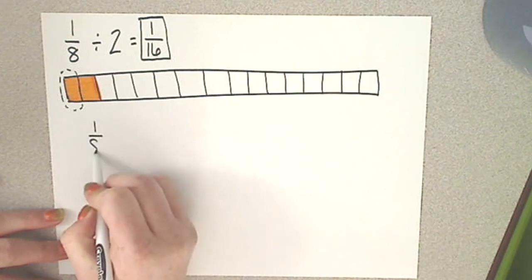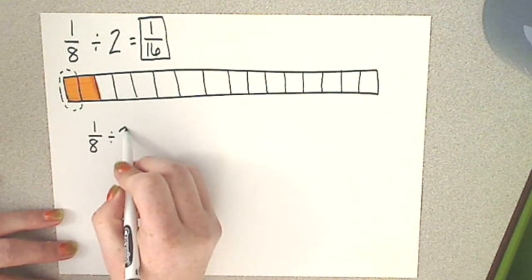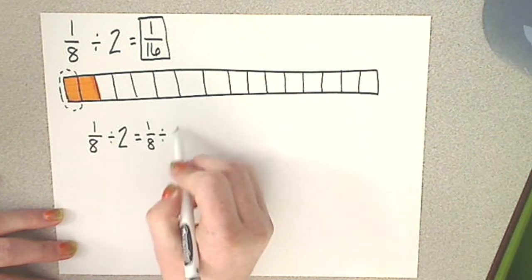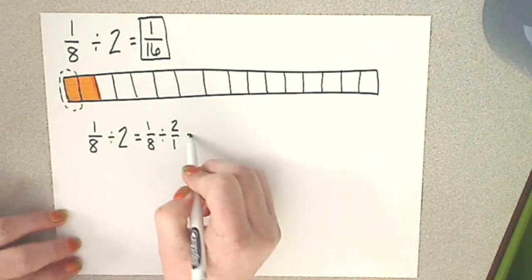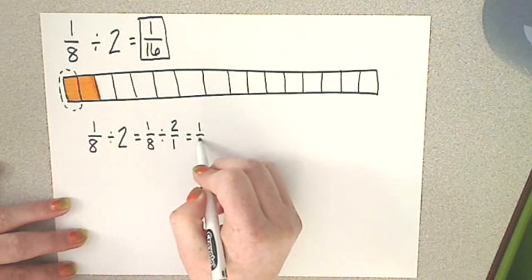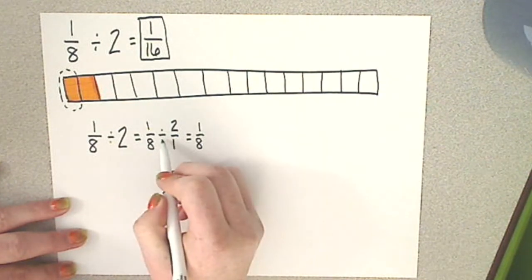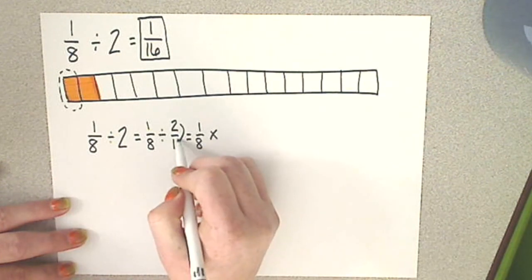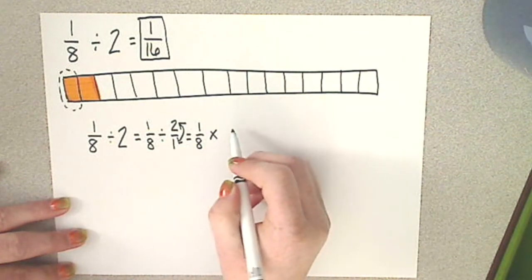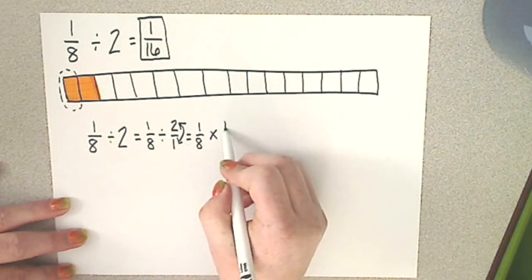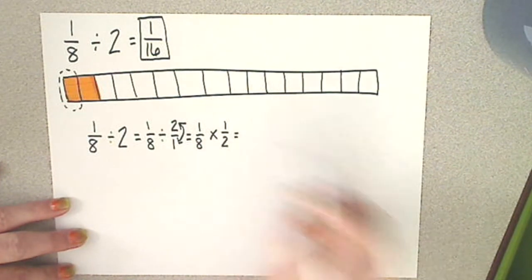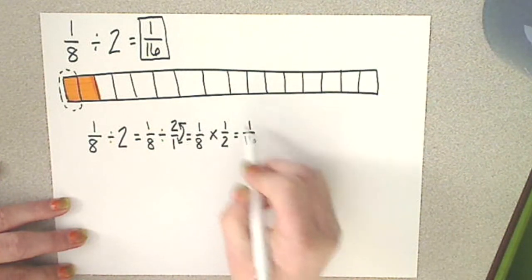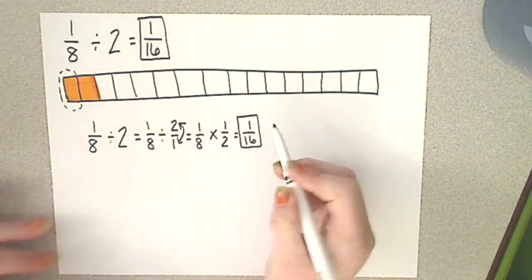I started with 1/8. 1/8 divided by 2/1. I keep my first factor the exact same way, but I switch the division to multiplication, and then I flip my second fraction to get the reciprocal of the fraction. 1 times 1 is 1, 8 times 2 is 16. Okay.